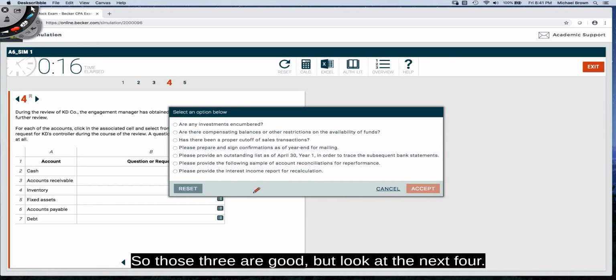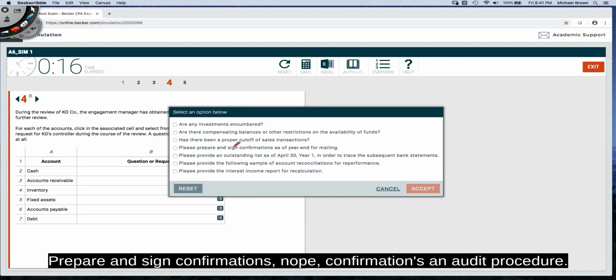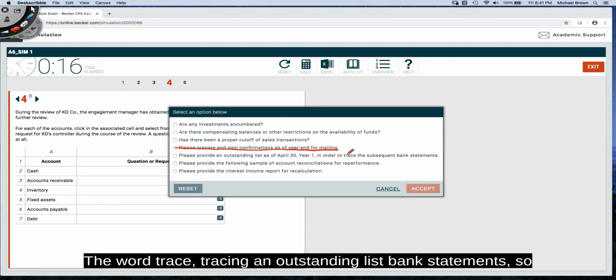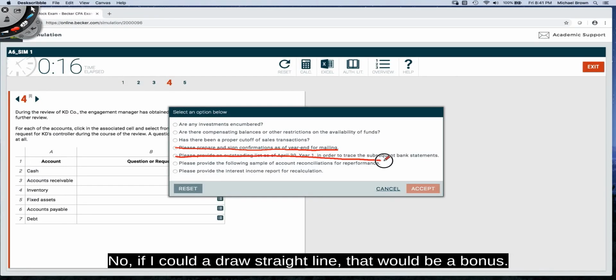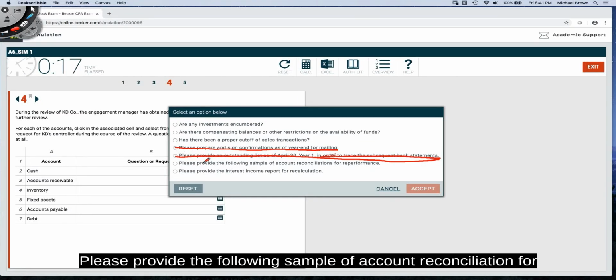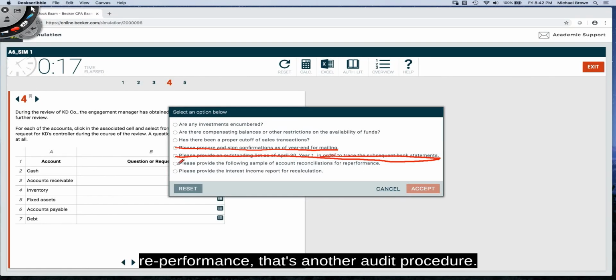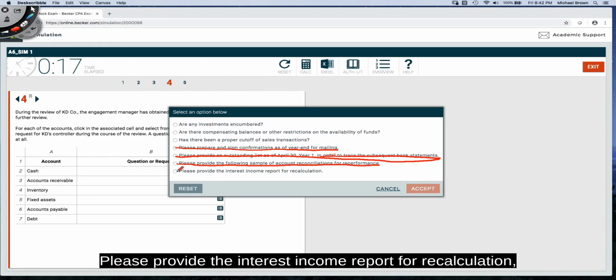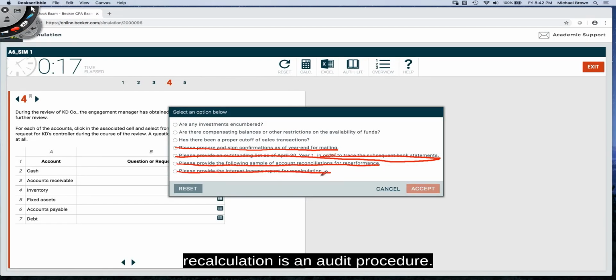But look at the next 4. Prepare and sign confirmations. Nope. Confirmation is an audit procedure. The word trace. Tracing an outstanding list to bank statements. So we're talking about outstanding checks in all likelihood? No. If I could draw a straight line, that would be a bonus. Please provide the following sample of account reconciliations for reperformance. That's another audit procedure. Please provide the interest income report for recalculation. Recalculation is an audit procedure.